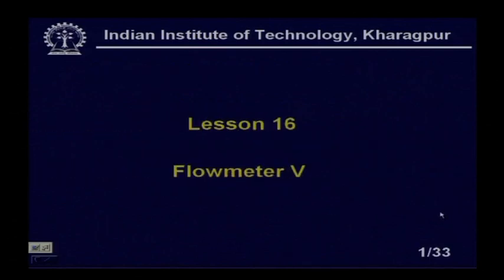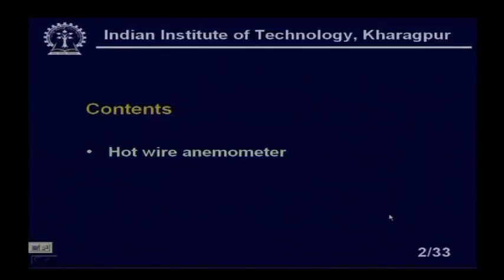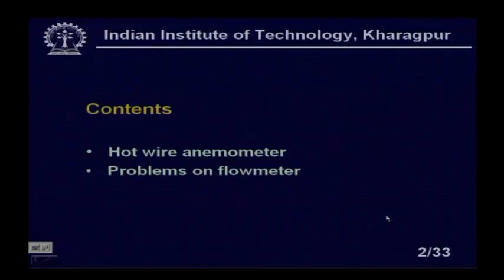In this lesson, we will consider flow meters, because we are continuing with flow meters for the last several lessons. This lesson will also cover flow meters, and the contents of this lesson are the hot wire anemometer, one of the most widely used industrial flow meters both for liquids and gases, that we will discuss in this particular lesson. Also, we will solve several problems on various types of flow meters. We will give the problems, and also we will provide the solutions to these problems.